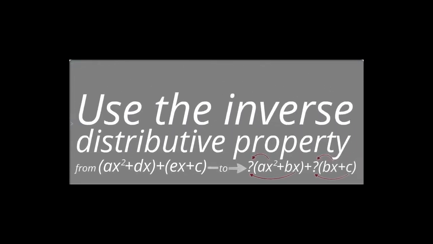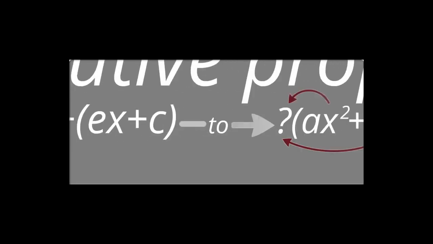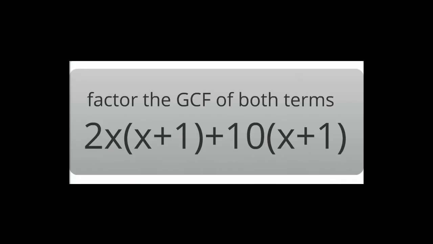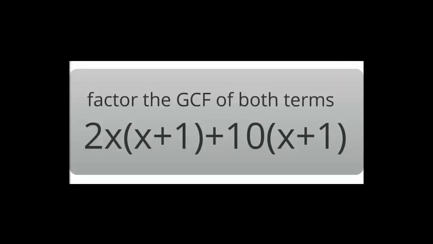Then we use the inverse distributive property to factor out the greatest common factor. So, to get from ax squared plus dx plus ex plus c, in this case it will be that, to whatever we can factor out. In this case we can factor out the 2x from the first term and the 10 from the second term. You'll notice the x plus 1 is repeated, and so we arrange the remaining values, which is 2x and 10, in a second parentheses, and obtain the factors.